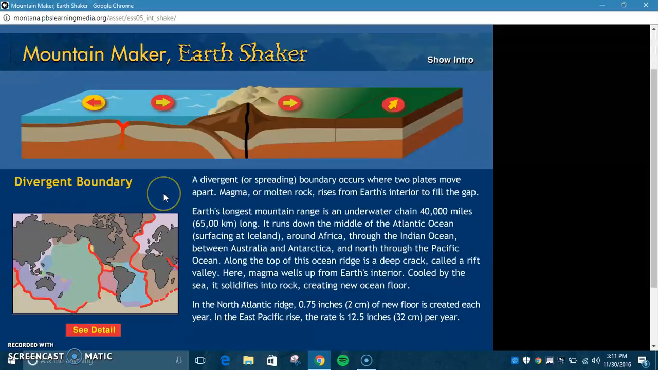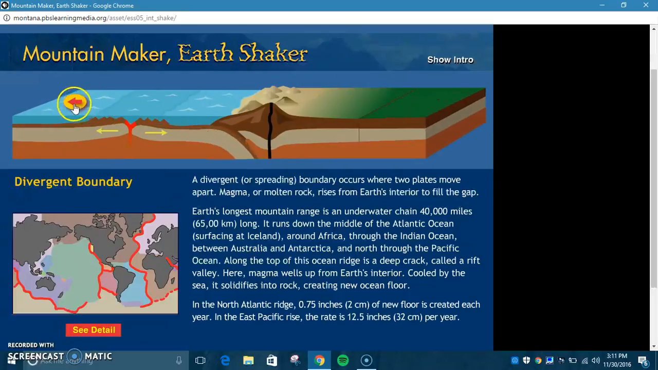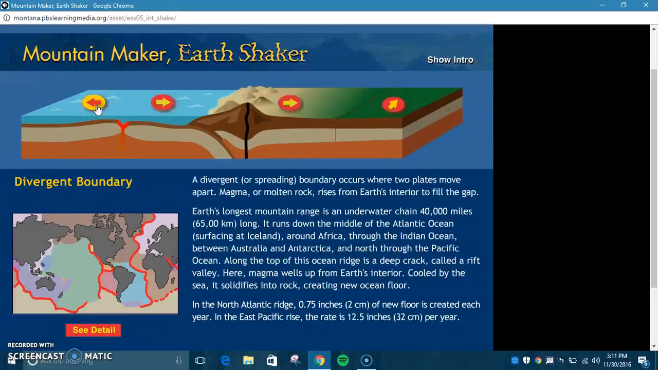Next we have divergent boundaries. Divergent boundaries occur when two plates move apart. Magma or molten rock rises from the Earth's interior to fill this gap that is left by the divergent boundary. When that molten rock cools, generally a rift valley or even a trench can be created. We see some very deep sea trenches caused by divergent boundaries.